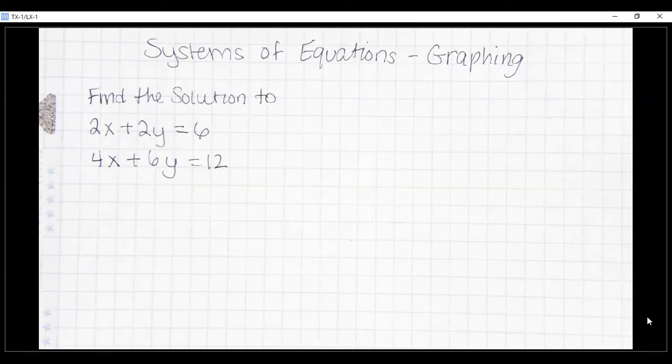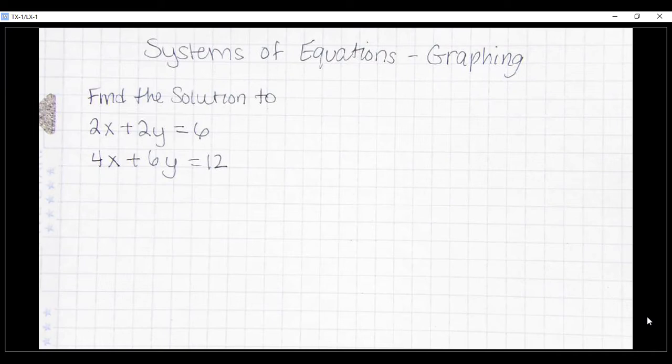Hi everyone. Today we're going to be talking about systems of equations, particularly graphing. Now we need to remember that a solution to systems of equations is one amount for x and y that will solve both equations. So right now we have the problem, find the solution to 2x plus 2y equals 6 and 4x plus 6y equals 12.